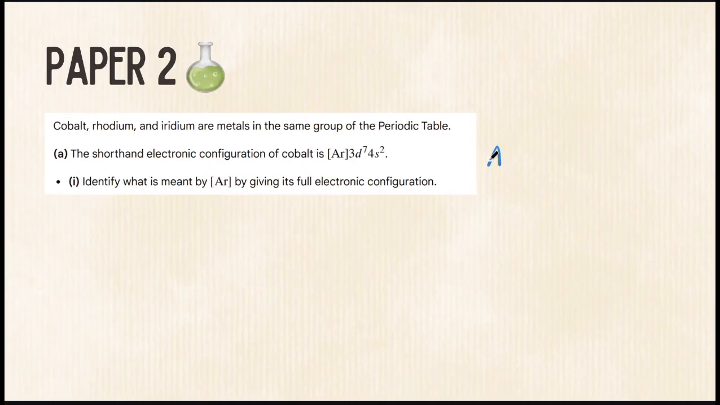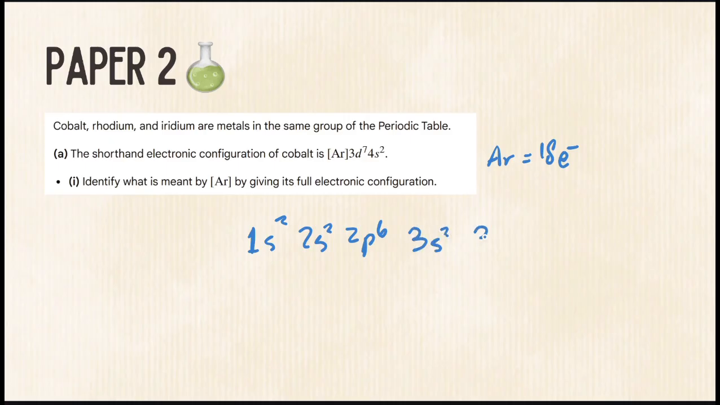Moving on to paper 2, the question asks us to identify what is meant by the shorthand symbol argon in square brackets by giving its full electronic configuration. Now, looking at the periodic table, argon is a noble gas with an atomic number of 18. This means a neutral argon atom has exactly 18 electrons that we need to arrange into subshells. So, the full electronic configuration is 1s2, 2s2, 2p6, 3s2, 3p6.